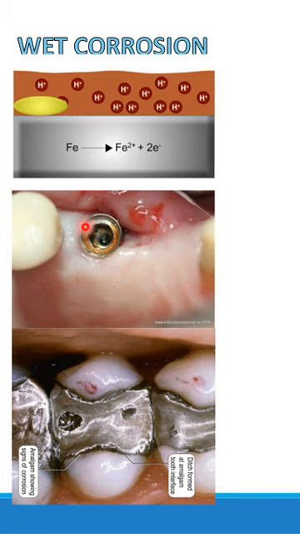that particular area will have a more negative potential, and that will act as an anode and deposit the corrosion products and lose ions to the cathode. So the clear area which is not corroding will act as the cathode, and the area which is being corroded will act as the anode.